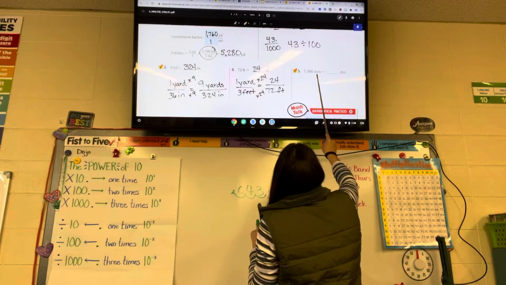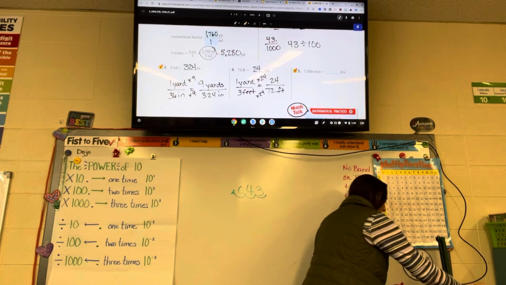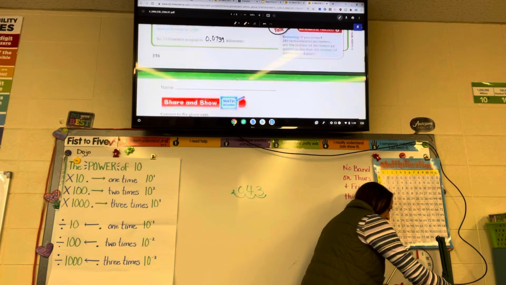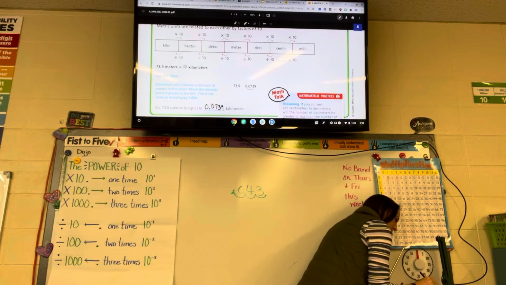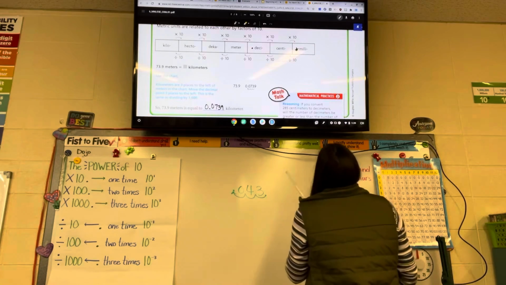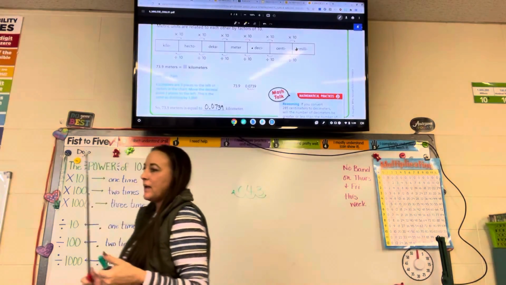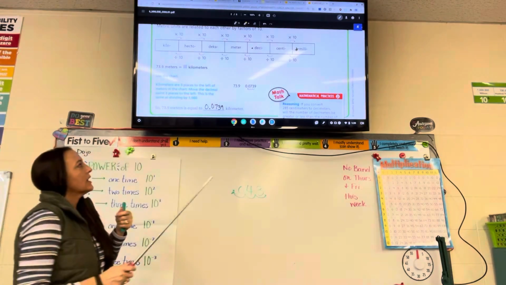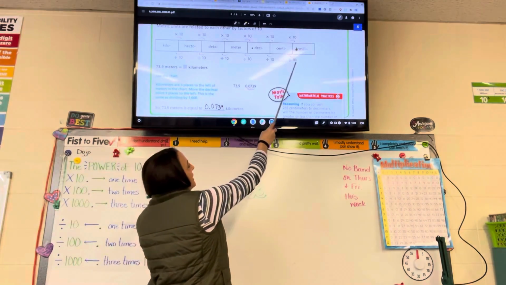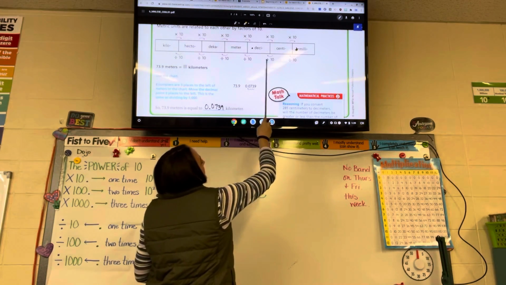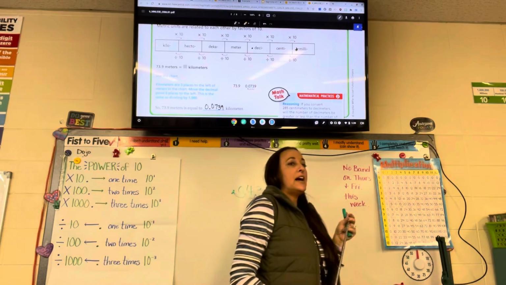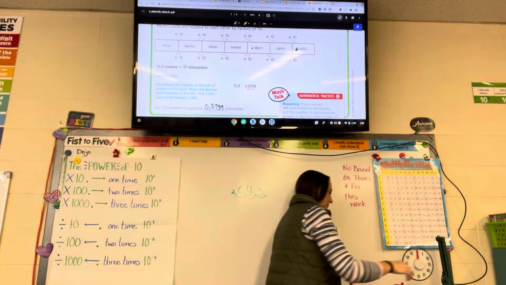And this last one, we're going from millimeters to decimeters. So let's go back up to our conversion. We're going from millimeters. Here's our starting point, and we're ending up at decimeters. Okay? So are we going to divide or multiply? Okay, we're going to divide. And how many spaces do we need to jump? 1, 2. So what are we going to divide by? 100. Good.